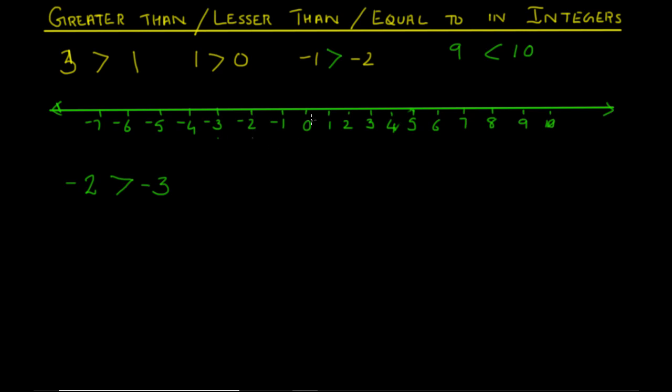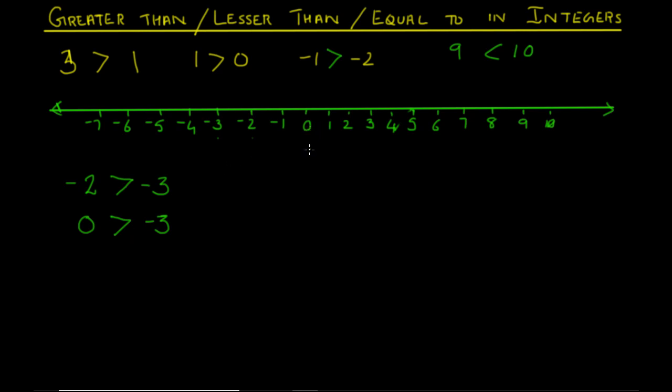The next fact is 0 is greater than all negative integers. I'm sure 0 must be loving himself for that. He's greater now. Otherwise, he's always considered the least number, which has no value. But here, you notice that 0 is greater than all negative integers, but less than all positive integers. So now let's take 0 and -3. 0 is on the right side of -3, so 0 is greater than -3.